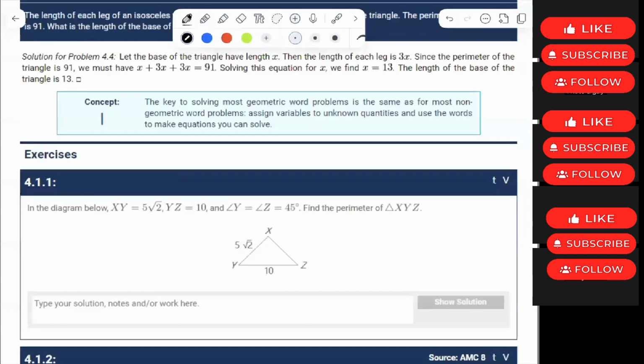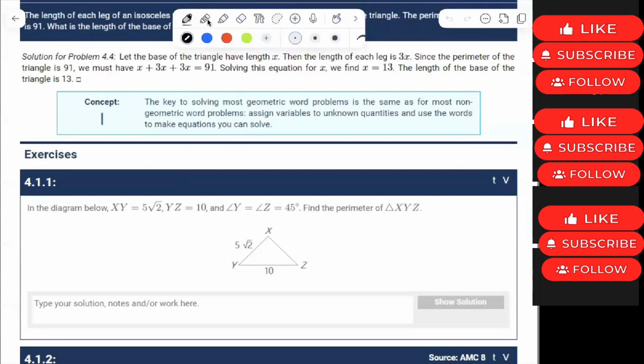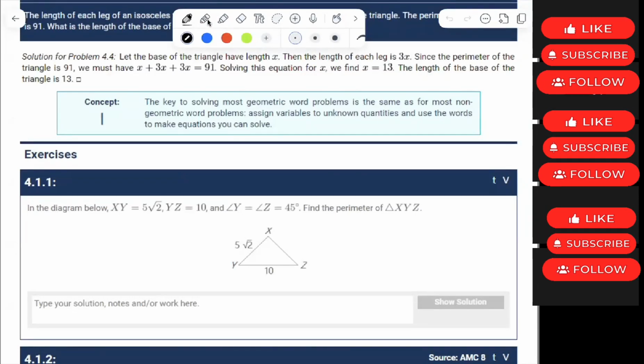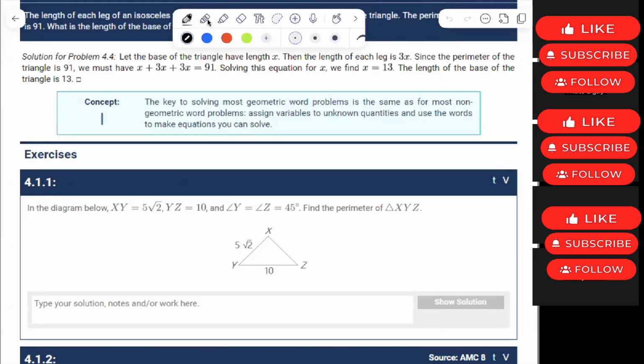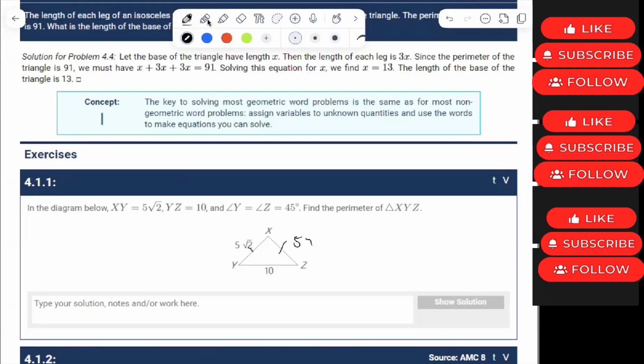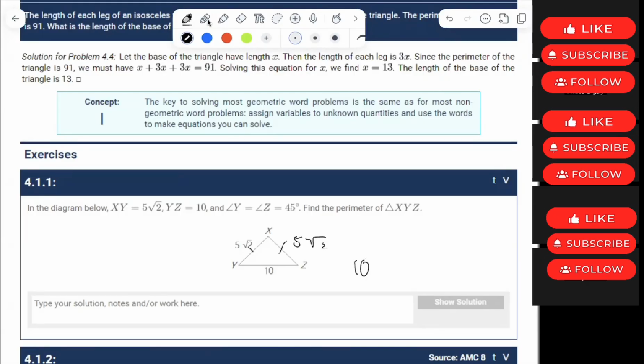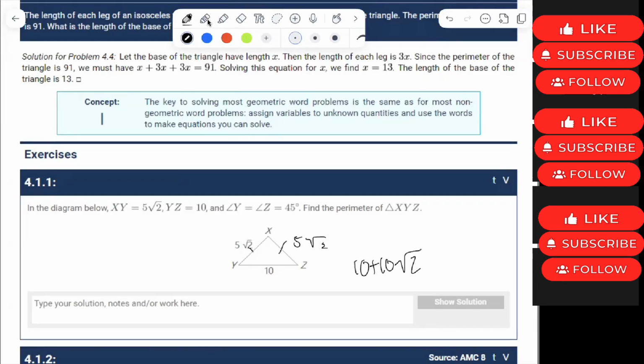All right, let's get started with this question now. So we noticed that angles Y and Z are both equal to 45 degrees, which implies that this is an isosceles triangle. So this is 5 square root 2, adding up, because 10 plus 10 square root 2, and that's our perimeter.